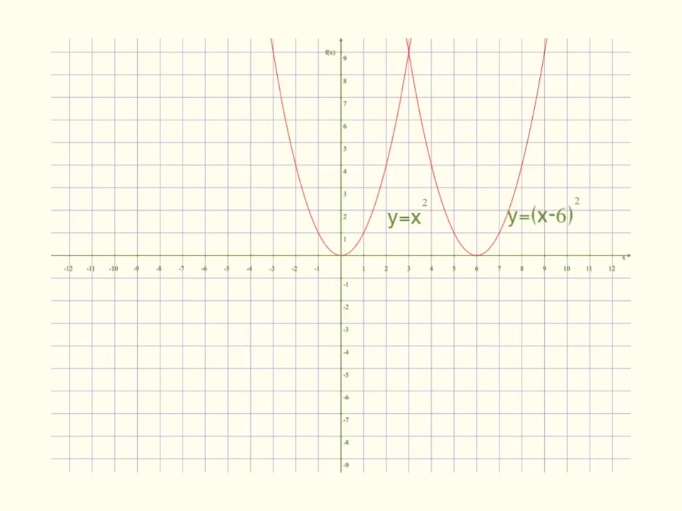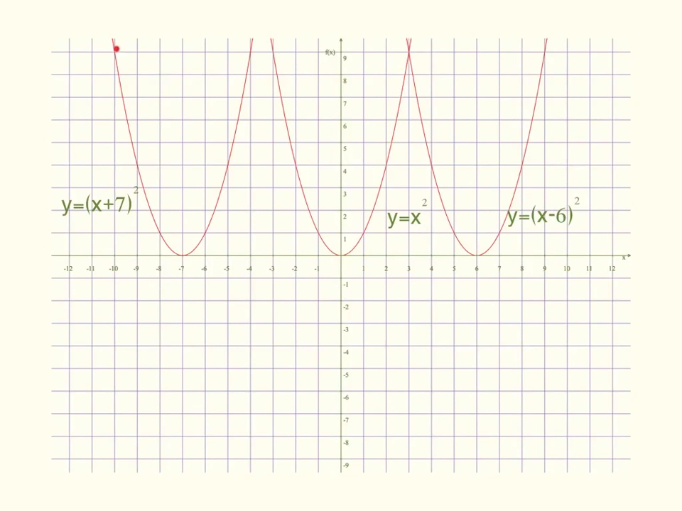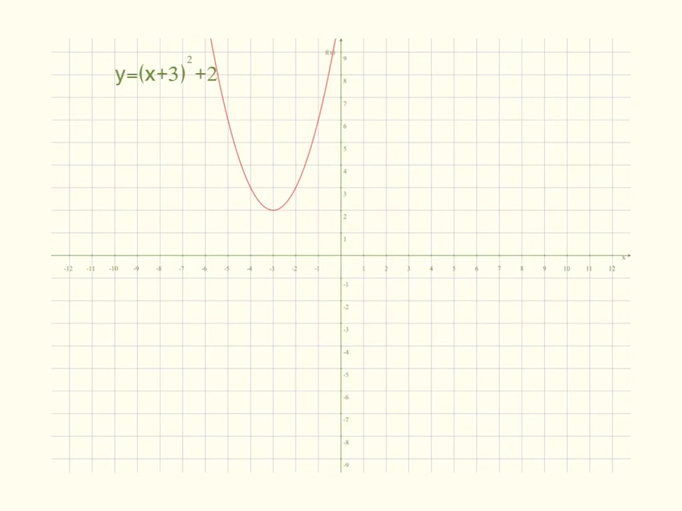Let's see what happens if I've got y equals (x plus 7) squared, for example. This time we've got the graph on the left hand side. Notice this time, despite the fact that we're adding 7 inside the bracket, it's moving to the left. So it does the opposite to what you think. The turning point here would be (minus 7, 0). Here it would be (6, 0). Something to think about as we move on.